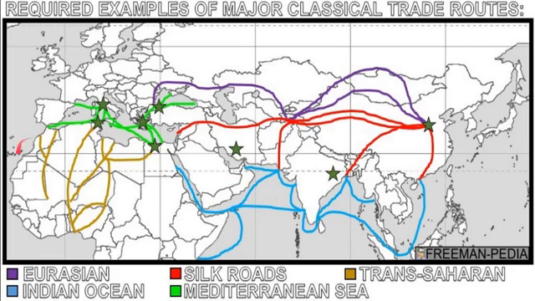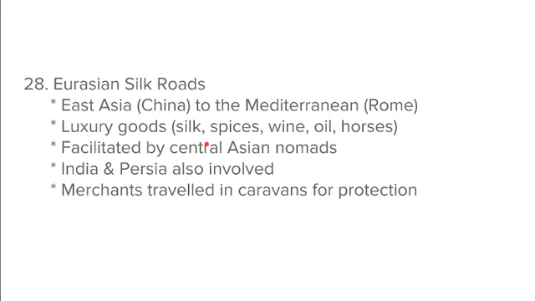And one that we haven't really focused on a lot is the Trans-Saharan trade network, connecting West Africa with North Africa and the Mediterranean. This one's a relatively minor trade network because it's going across the Sahara Desert. But we're going to see later on in time period 3 how this is going to become a more important, more vital trade network in the future. All right, so let's begin with the Eurasian Silk Roads.